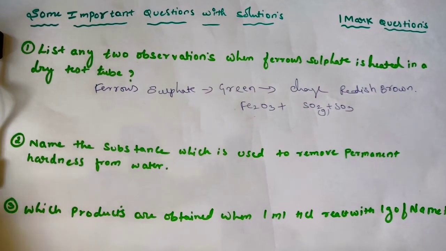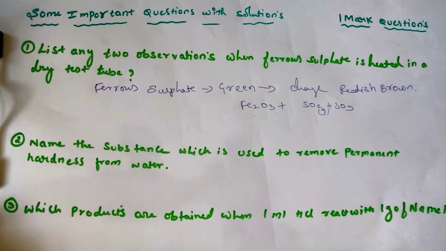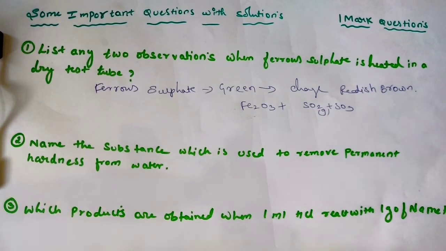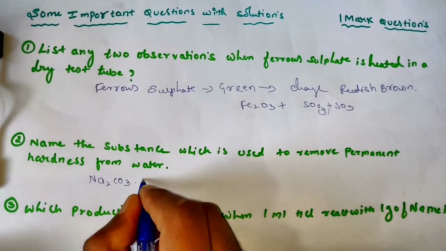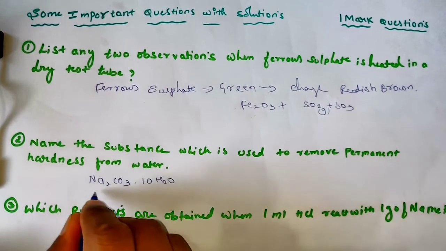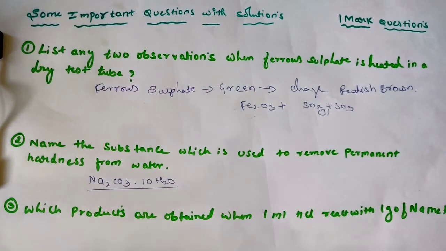Next question is, name the substance which is used to remove the permanent hardness from water. In order to remove the permanent hardness, we can use sodium carbonate. What is the formula of sodium carbonate? Na2CO3·10H2O, that is sodium carbonate decahydrate.